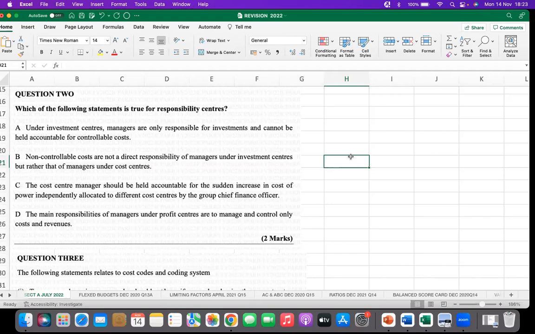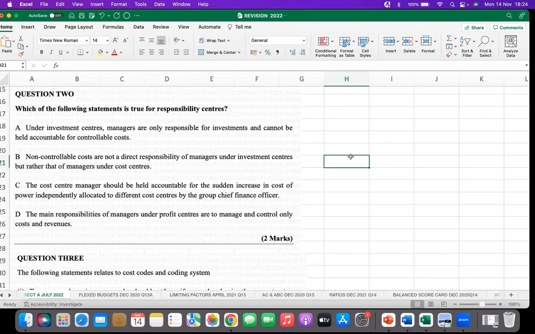They are not within the control of the organization. They are not within the control of what? Cost center managers. So that is wrong, because it is saying that non-controllable costs are under the control of cost center managers. That is not right.